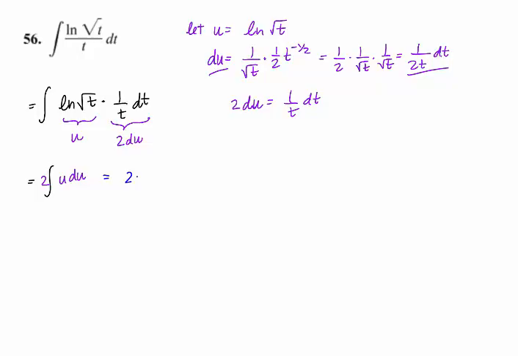Well, we can find the antiderivative of that, no problem. 2's along for the ride. U goes up 1 power from 1 to 2, and we divide it by 2. And the 2's cancel. Replace the u with the t expression in this case, so that's the natural log of the square root of t squared plus c, the constant of integration.